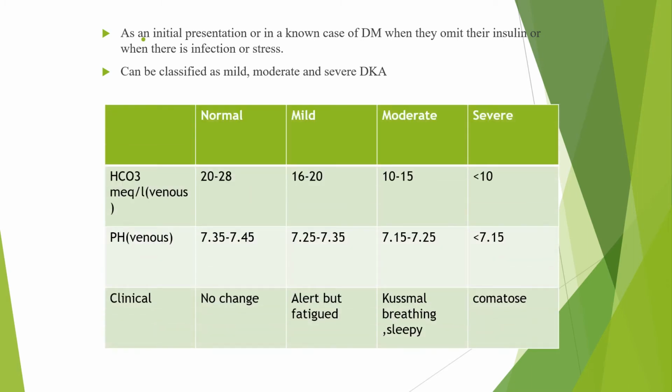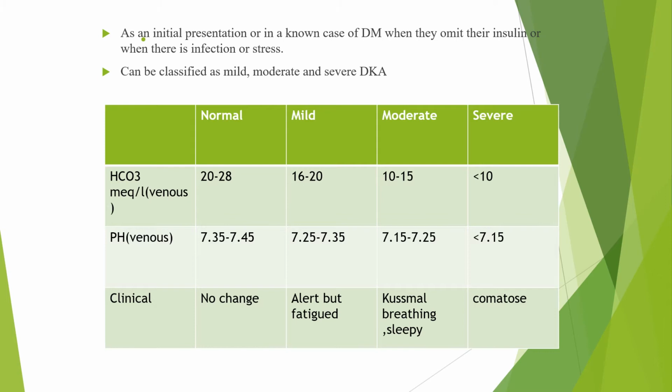We classify mild, moderate, and severe based on the venous pH, clinical manifestation, and also bicarb level. Most of the time we use the clinical system in our setup. We say normal if there is no change in mentation, and if the patient is alert, conscious, and overall stable. And we say mild if the patient is alert but fatigued, and we say moderate DKA if there is Kussmaul breathing and the patient is sleepy or lethargic, and we say it's severe if the patient is comatose.